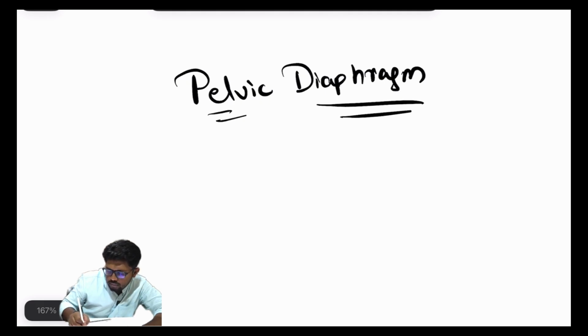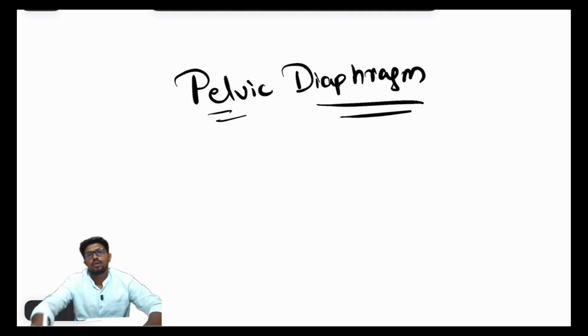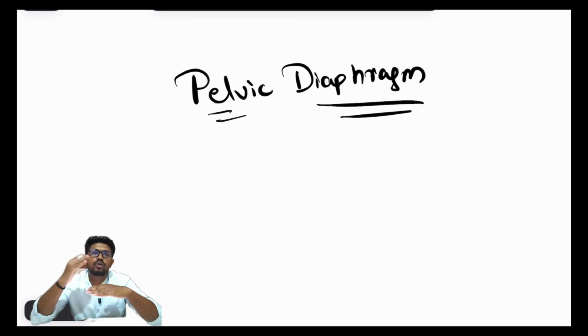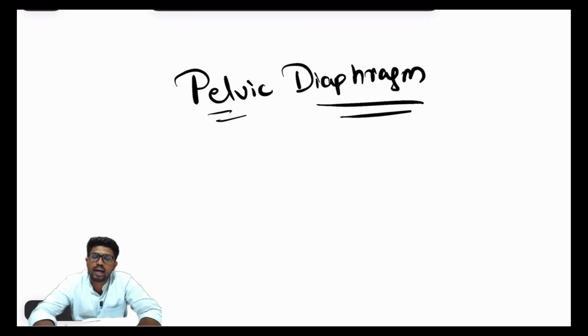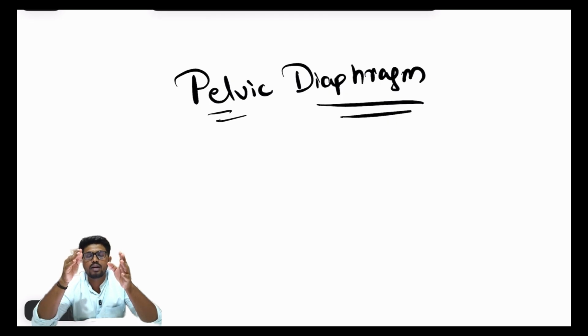What is a diaphragm? A diaphragm is a partition that separates or divides the upper compartment from the lower compartment. As we all know, the thoraco-abdominal diaphragm, as given in the name, is a partition that separates the thorax above from the abdominal part below. In this way, we'll see what the pelvic diaphragm is.